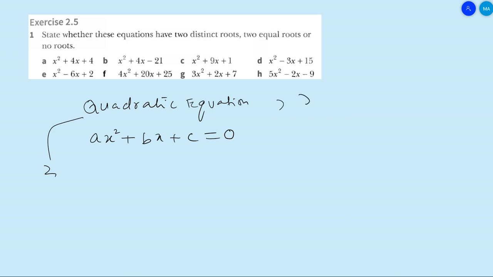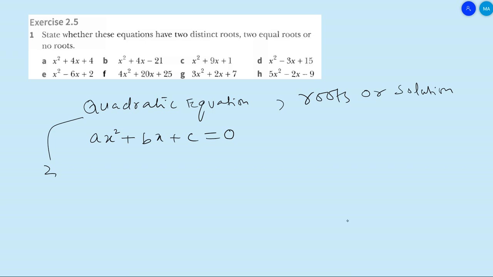The other word is roots. Roots or solution, both have the same meaning. If you say our equation has been solved and this is the solution, or if you say our equation has been solved and these are the roots, both are the same.